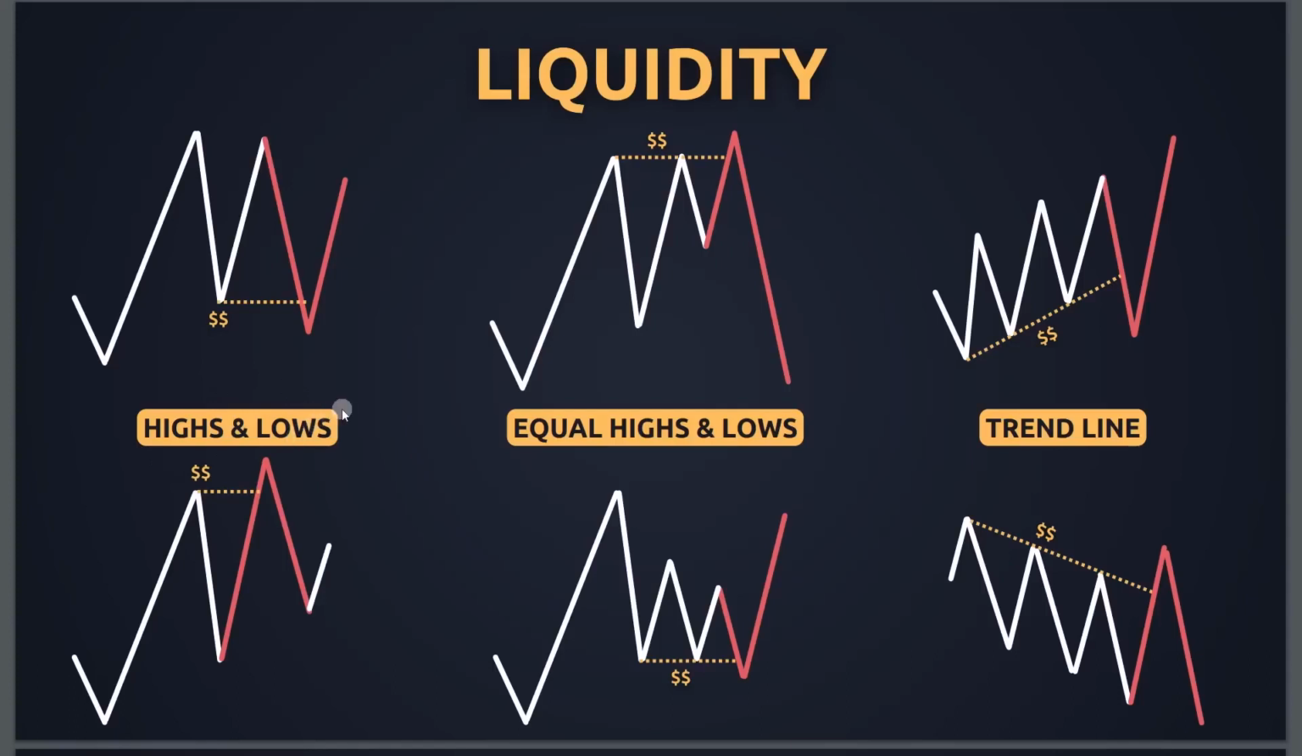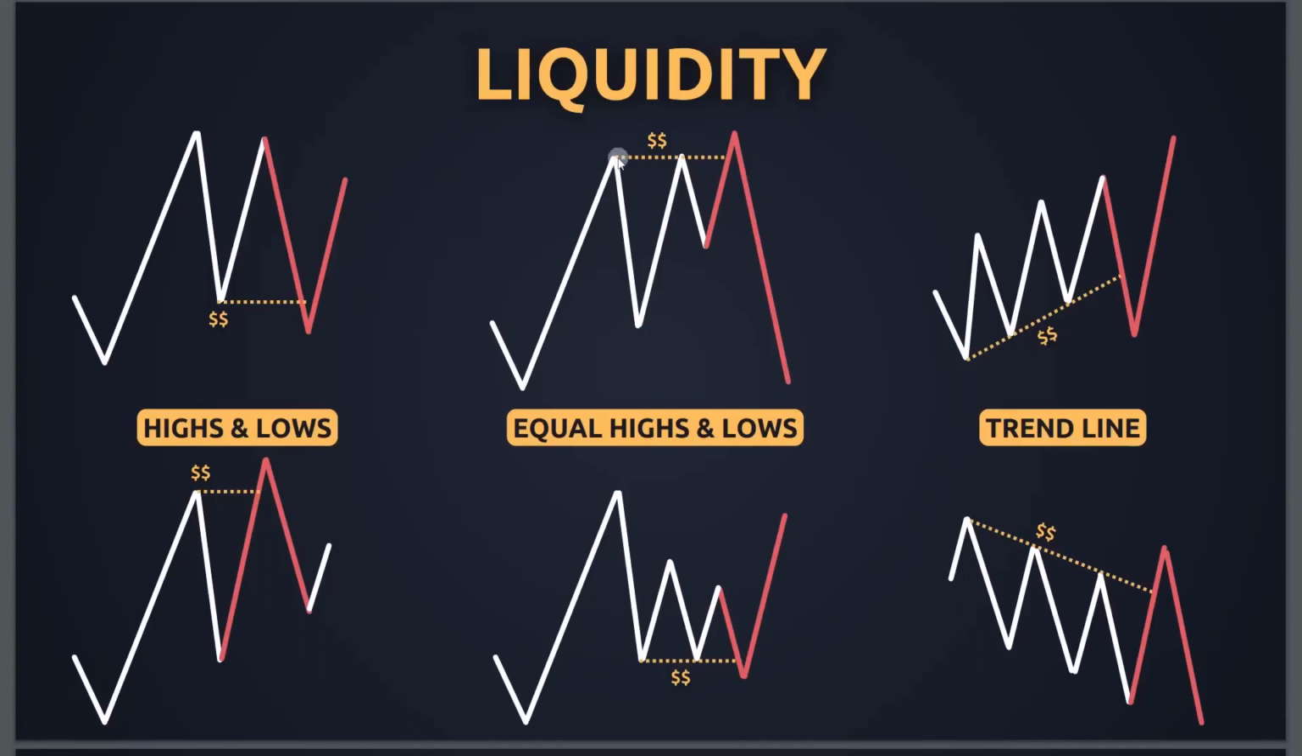But where can we see more liquidity? In equal highs and lows. So, in a single high, there is good liquidity. What if it is equal highs, which means it's a double top or double bottom or triple top and triple bottom? There is more liquidity in there.